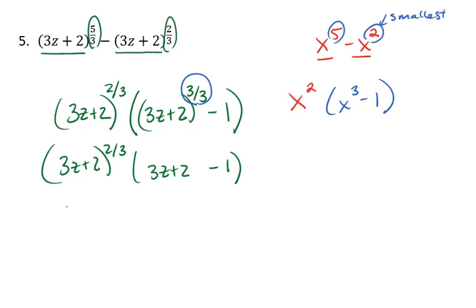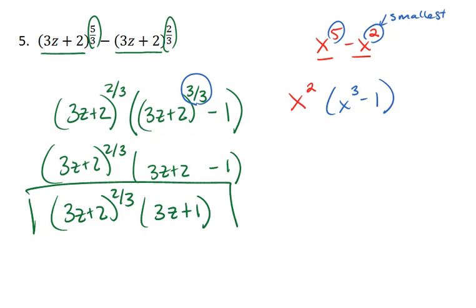We can now simplify, and we get 3z + 2 minus 1, which is just 3z + 1. There's our final answer.